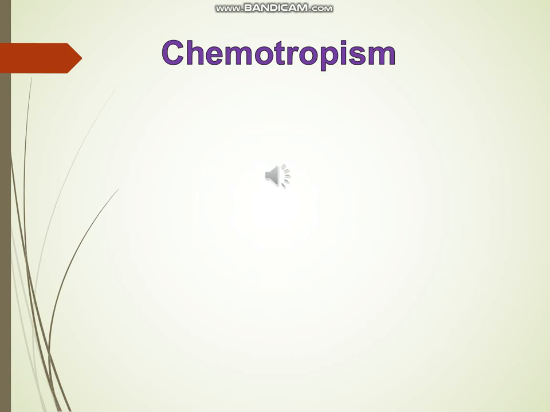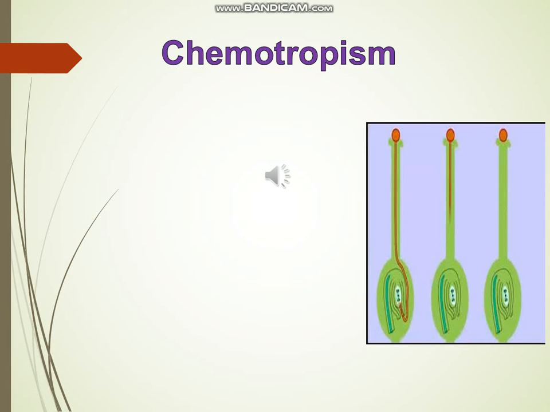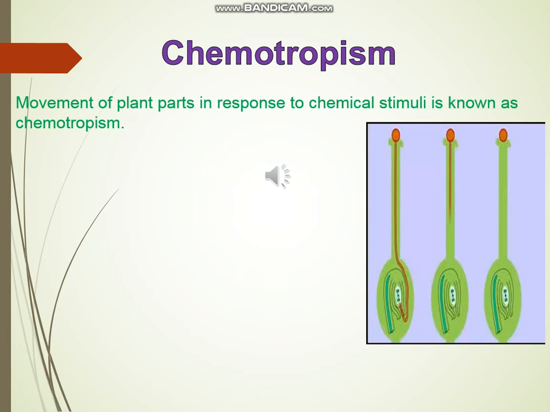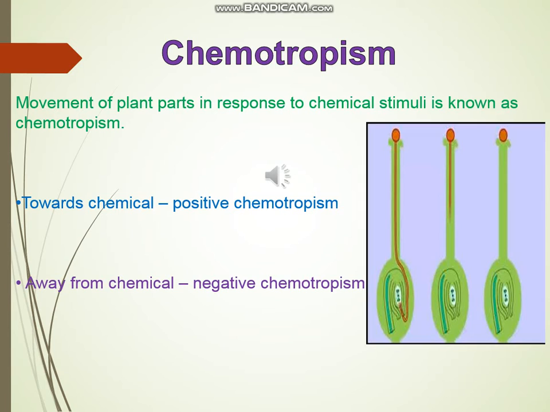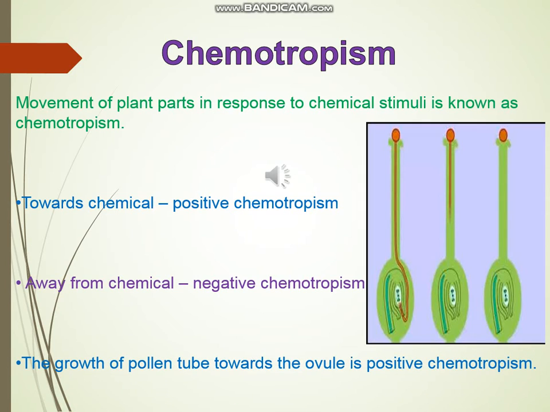Chemotropism. Movement of plant parts in response to chemical stimulus is known as chemotropism. Towards chemicals shows positive chemotropism, away from chemicals shows negative chemotropism. The growth of pollen tube towards the ovule is positive chemotropism.